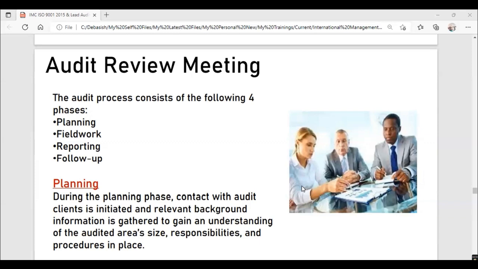The audit process ideally consists of the following four phases: planning, fieldwork, reporting, and follow-up. Now, what is planning? During the planning phase, contact with audit clients is initiated and relevant background information is gathered to gain an understanding of the audited area's size, responsibilities, and procedures in place.